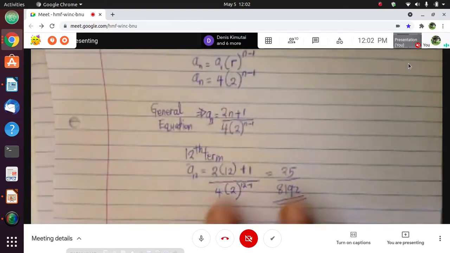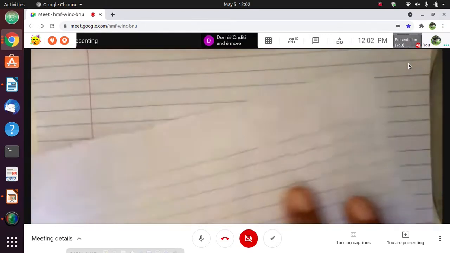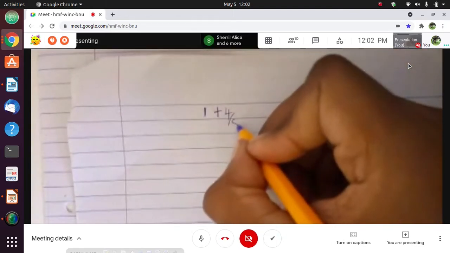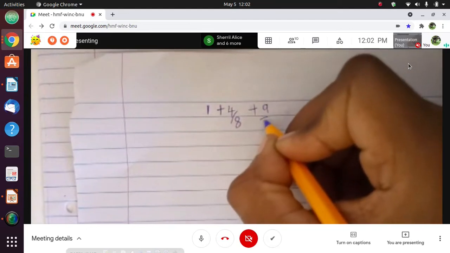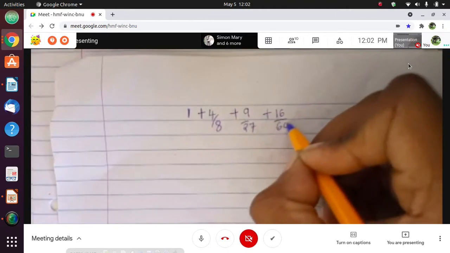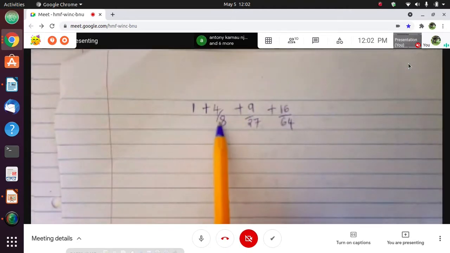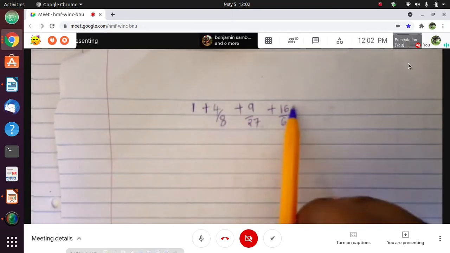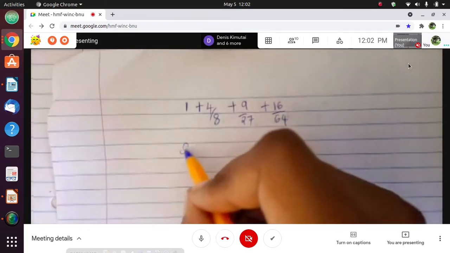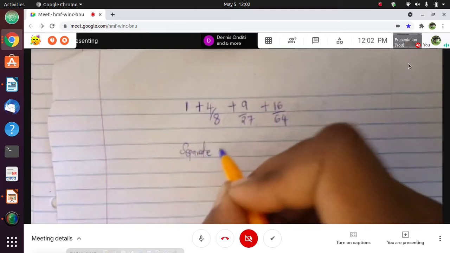Let us do this example here. You have this sequence: 1 plus 4 over 8 plus 9 over 27 plus 16 over 64. I know it is possible to simplify this. This will be a half, this will be a third, this will be a fourth. But I want us to use this example as it is. This is a fractional sequence. We first separate the numerator and the denominator.